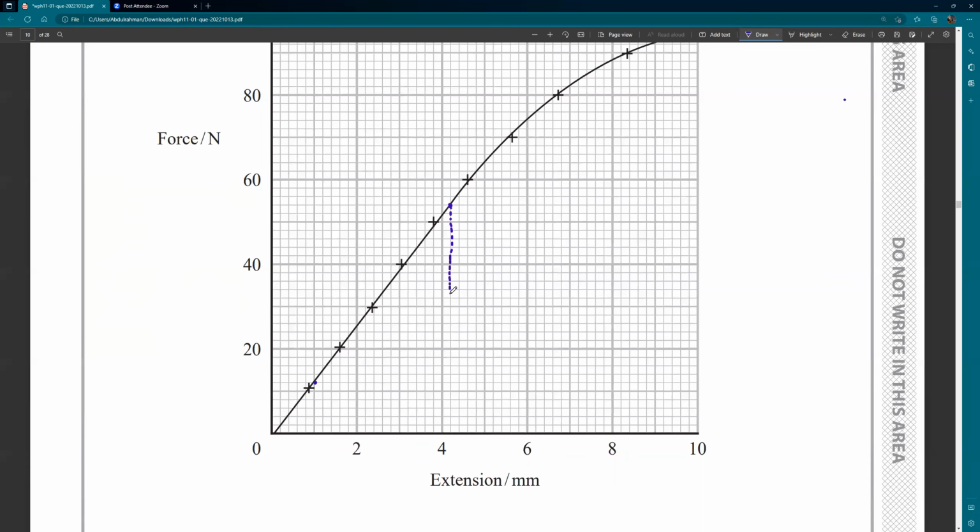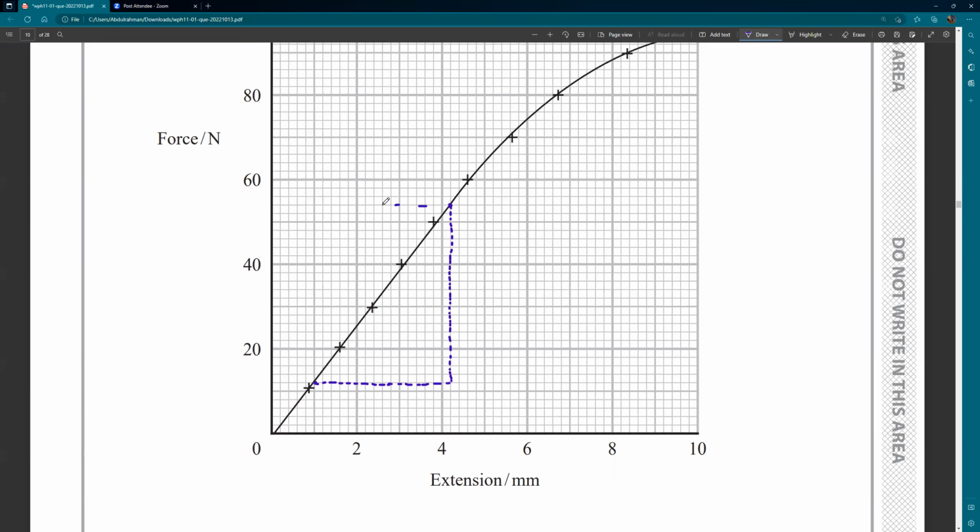Just make sure that you use at least 50-60% of your straight line region. So you don't want to make a triangle like this. This is not 50% of your straight line region, so it's not going to be accurate enough, and the mark scheme might not accept the answer either. So draw your triangle to work out the gradient.